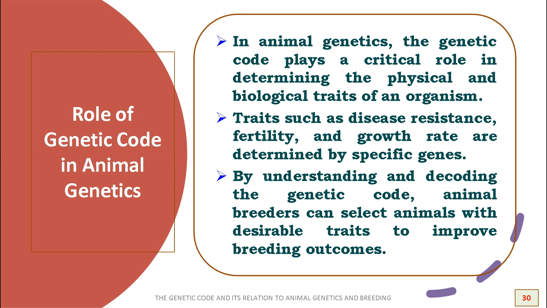Then the role of the genetic code in animal genetics. We have dealt with many things about human genetics, but what is the role of the genetic code in animal genetics? It is the same as usual. In animal genetics, the genetic code plays a critical role in determining the physical and biological traits of an organism. Traits such as disease resistance, fertility, and growth rate are determined by specific types of genes. By understanding and decoding the genetic code, animal breeders can select animals with desirable traits to improve breeding outcomes.